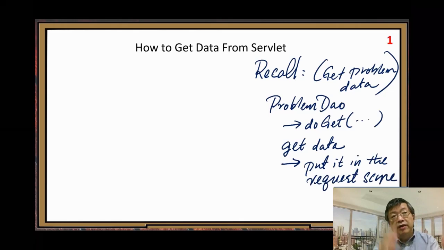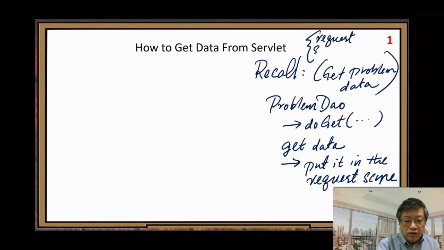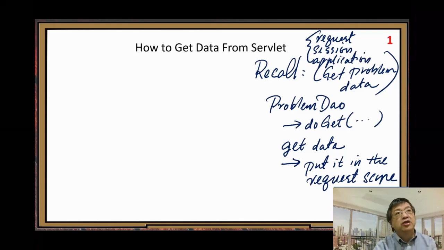What is request scope? It is a scope concept. We can store data in different scopes. In a Servlet, we can store data in 3 scopes: request scope, session scope, and application scope. But in JSP, there is one more scope, the page scope.